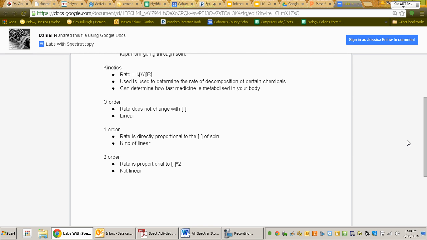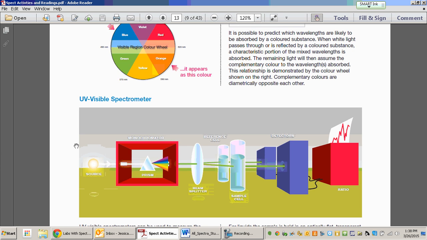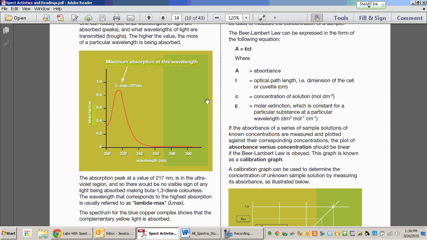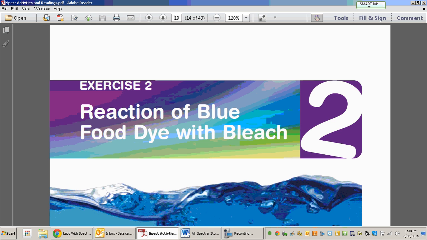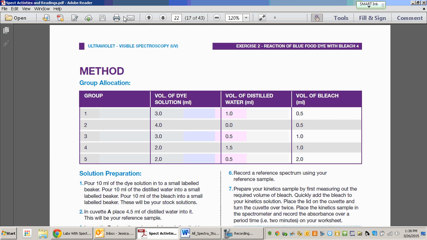Okay, so going over the rates, we already know most of this, but zero order means the rate doesn't really change with concentration. And that graph is on the PDF. You just gotta scroll all the way down. It's like 40 billion pages, just use the arrow at the top, guys. Oh, right there. Which one was it? I think it's this one, exercise two.